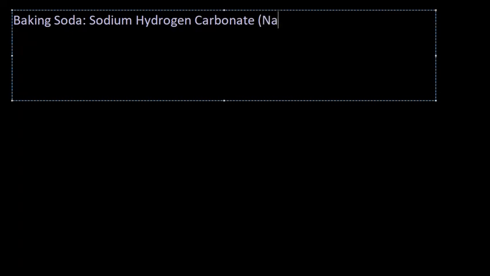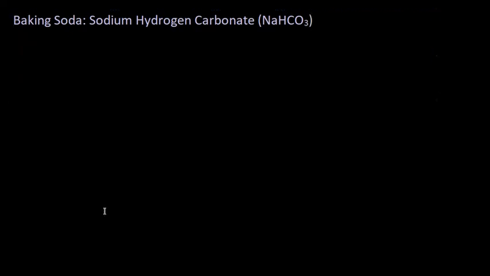So today we are going to discuss baking soda. It is also called sodium hydrogen carbonate. Its molecular formula is NaHCO3. So first we'll see how we prepare this sodium hydrogen carbonate or baking soda.